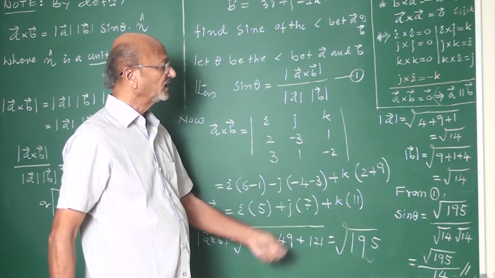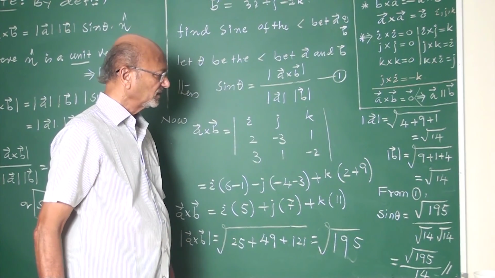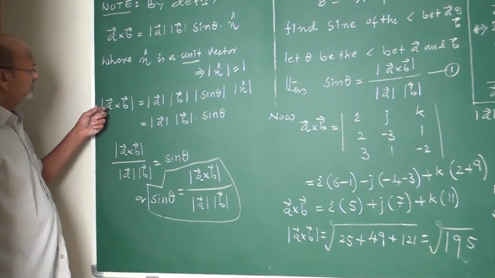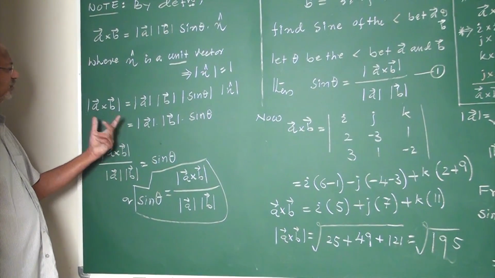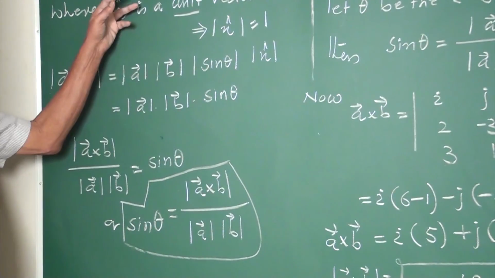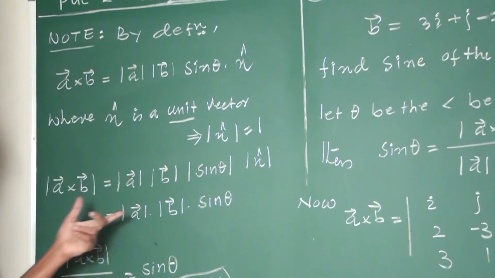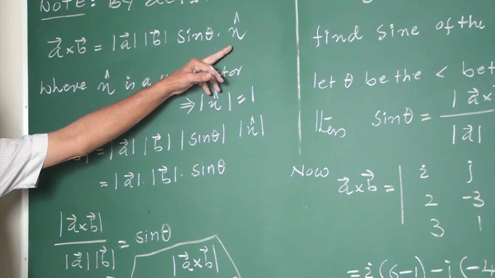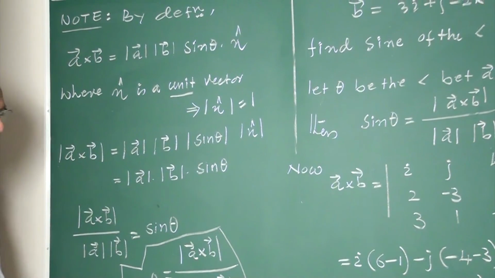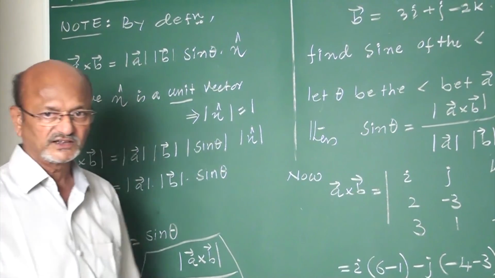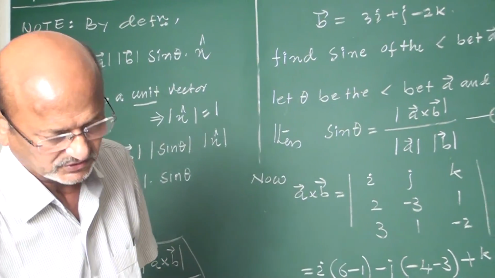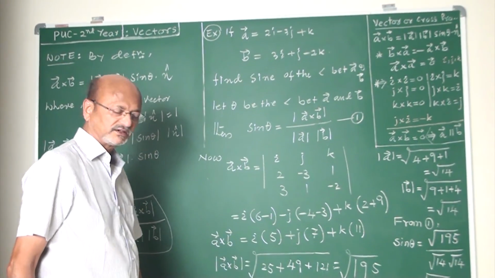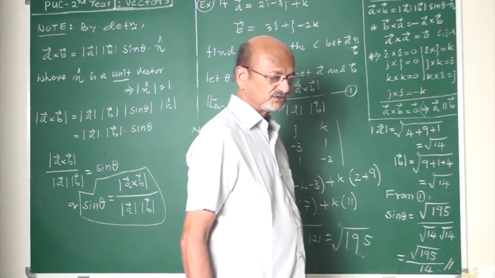Yes, my friends. I will do a few more examples in the next class. From this, magnitude of A cross B is this. If you substitute this value as magnitude of A cross B, you get eta cap. Then you can get the value of eta cap. That I will do in the next class, my friends. I hope the things are simple. Vector algebra is simple.